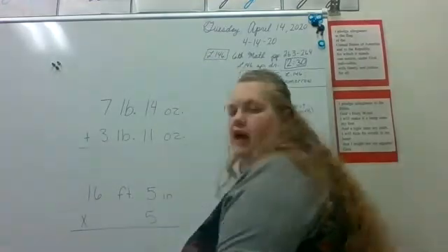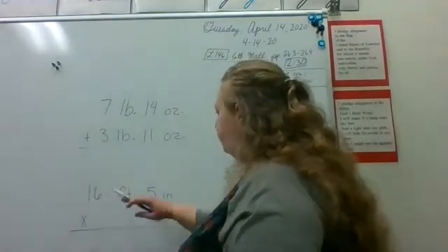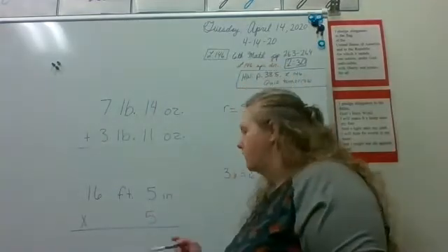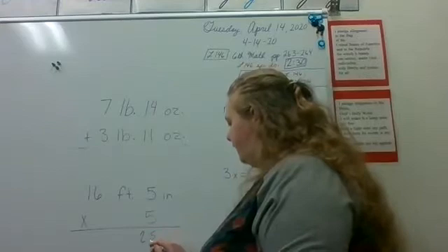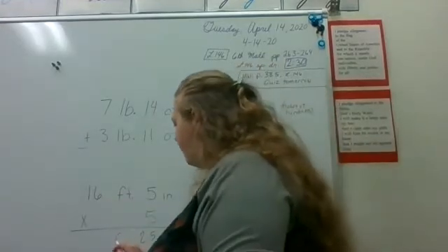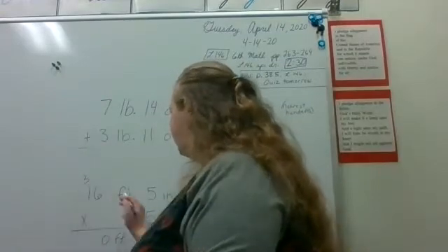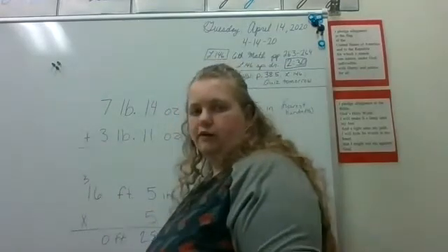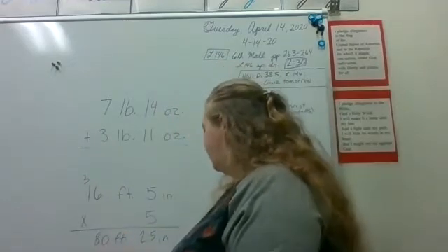We're going to multiply 5 times 16 feet, 5 inches, okay? So 5 times 5 is 25. 5 times 6 is 30, so we put a 0, carry a 3. 5 times 1 plus 3 is 8. So we have 80 feet, 25 inches.